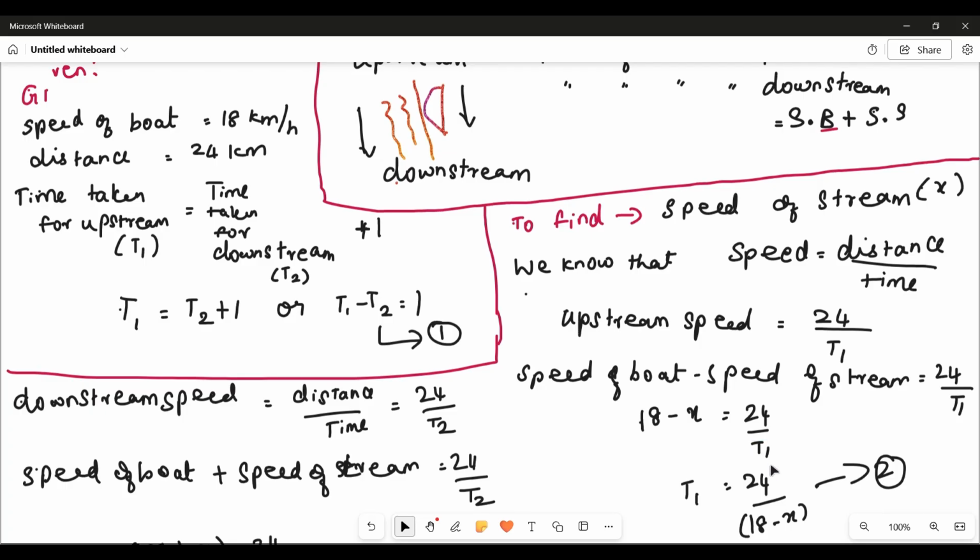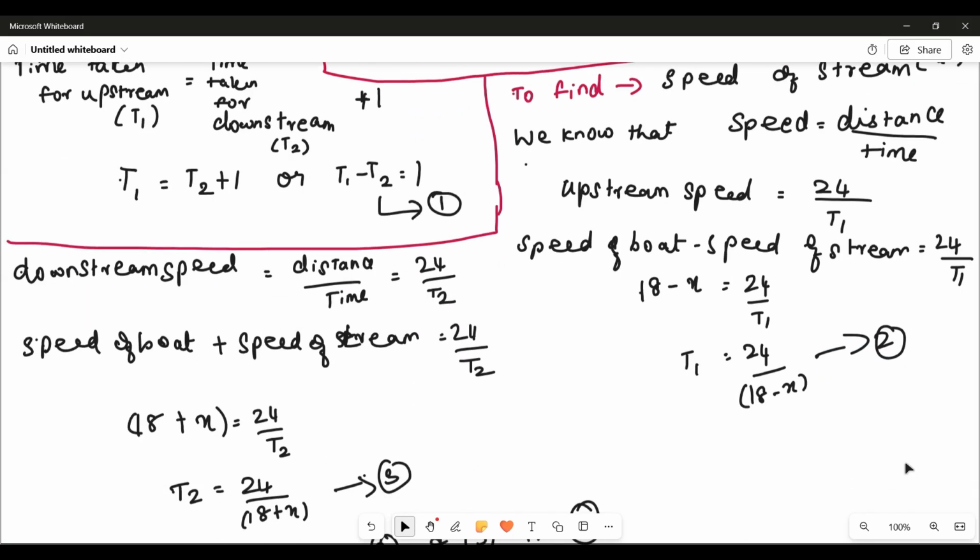by t1, our assumed time for upstream. So 18 minus x is equal to 24 by t1, or we can transpose t1 and 18 minus x. So t1 becomes 24 over 18 minus x. Let us consider this as equation 2.